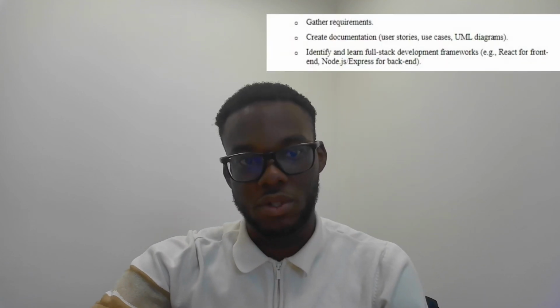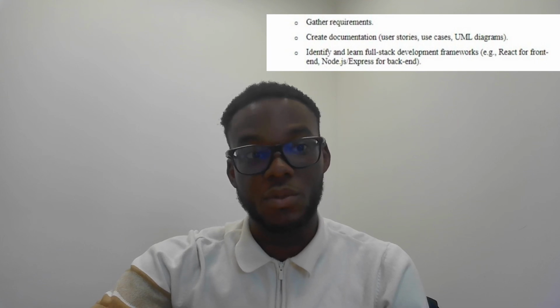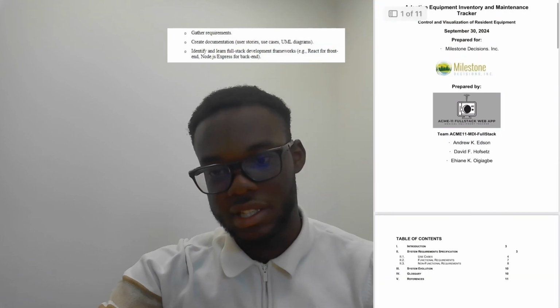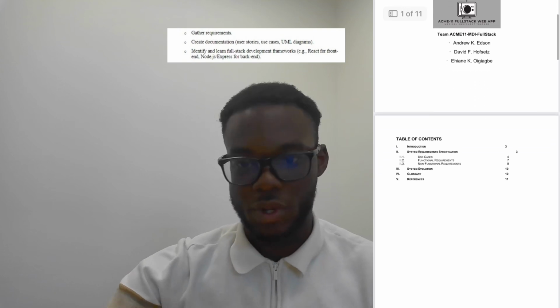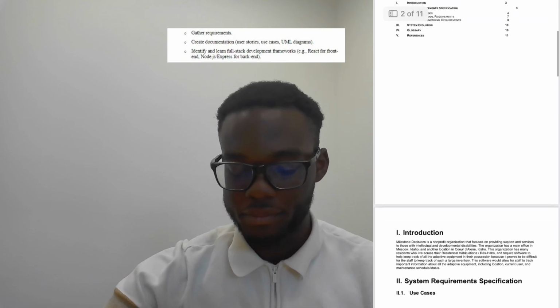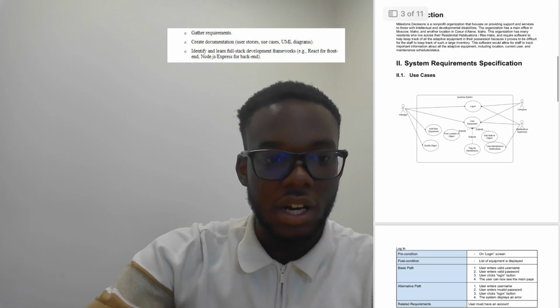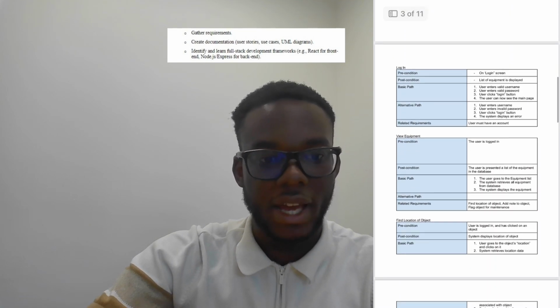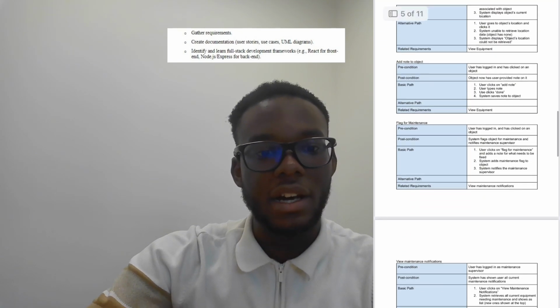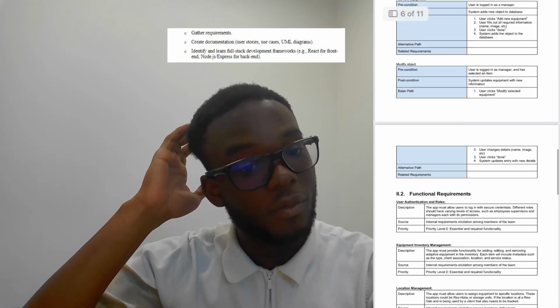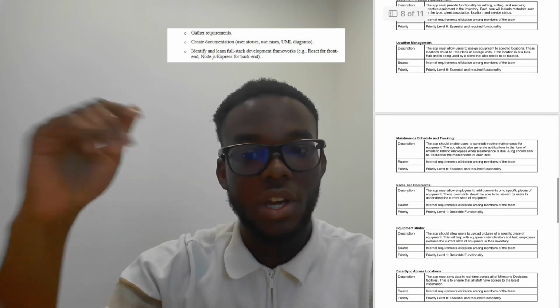For the introduction section, like I've already introduced my name, I've also introduced the project and the team members as well. Our objectives for Sprint 1 were gathering the requirements, which we also talked about with the spokesperson, creating documentation, which we have submitted through Canvas, showcasing the UML diagrams and user stories, and identifying our full stack development frameworks, which we'll be using.